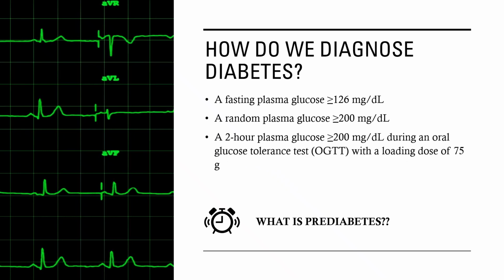A 2-hour plasma glucose will be greater than or equal to 200 mg per deciliter during an oral glucose tolerance test, when a loading dose of 75 grams of glucose is mixed with 1 liter of water, consumed by the patient, and then measured. Or the glycated hemoglobin, also called HbA1c level, is greater than or equal to 6.5%.